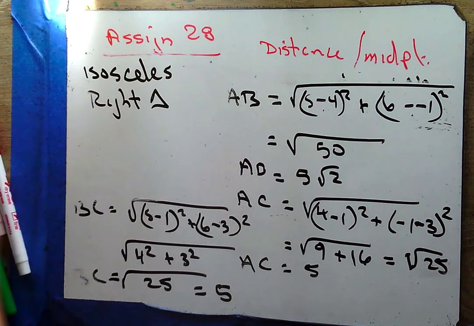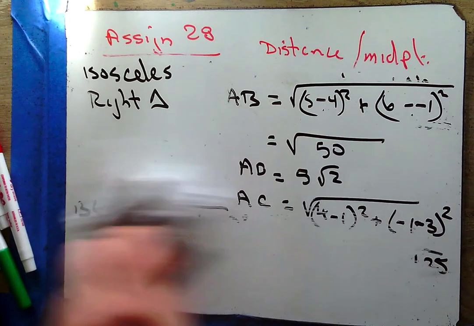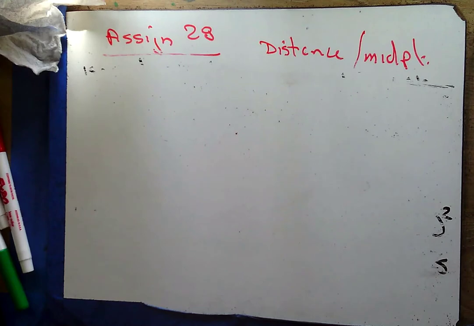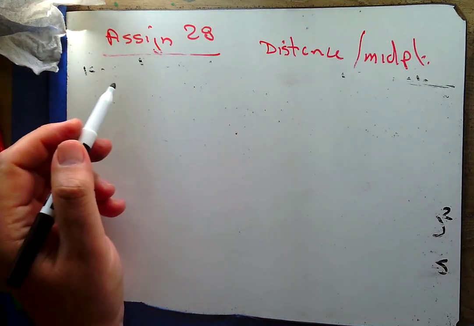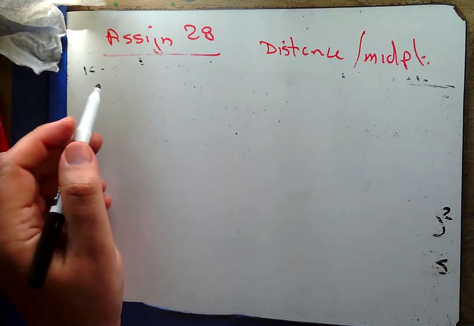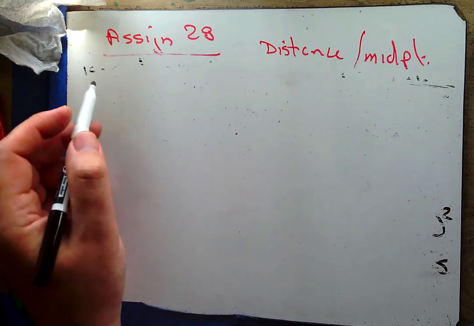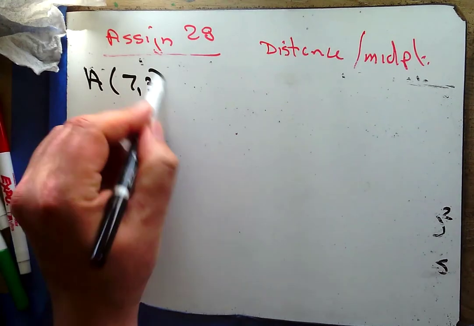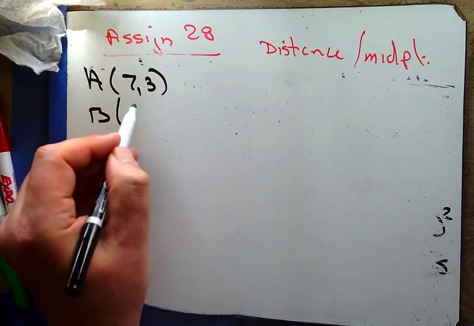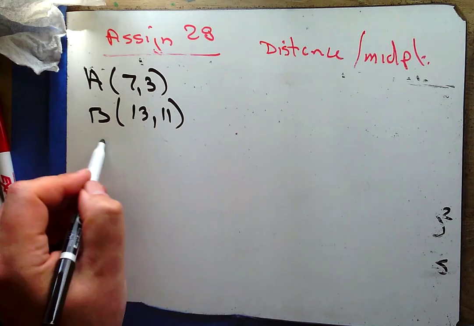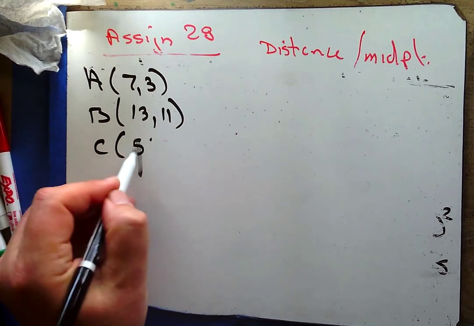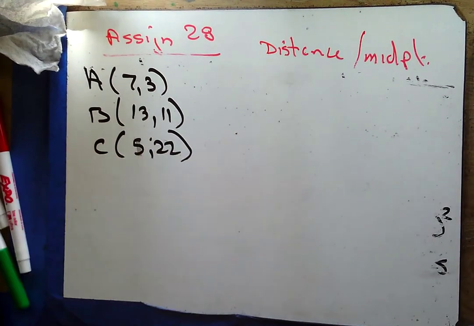All right. So, how about you? Classify this triangle. A is located at 7, 3. B is located at 13, 11, and C is located at 5, 22. Okay, let's see about classifying that triangle.